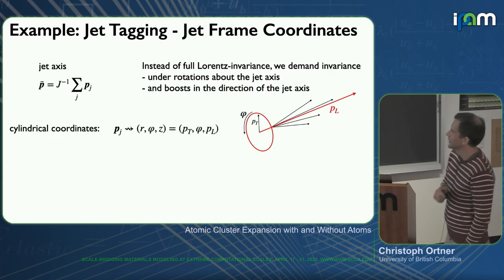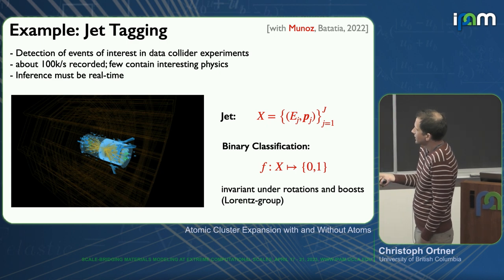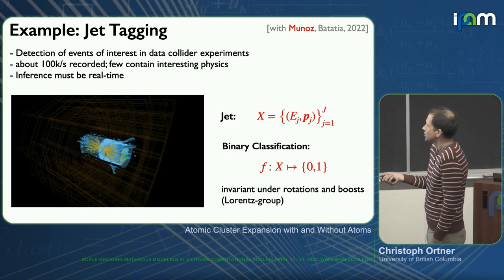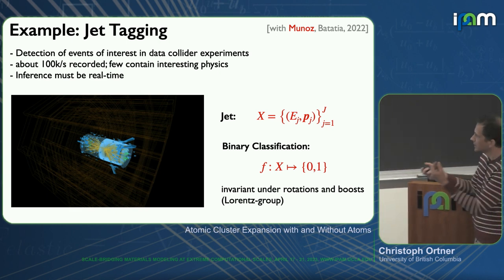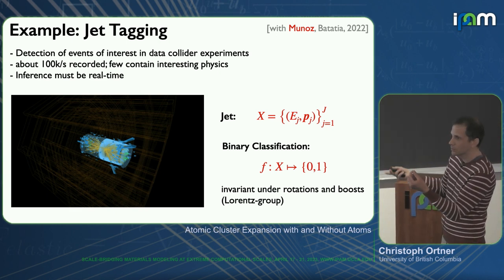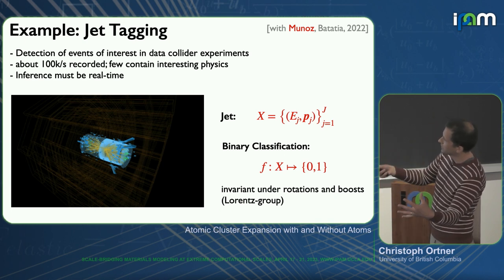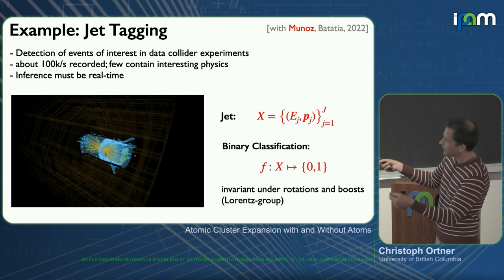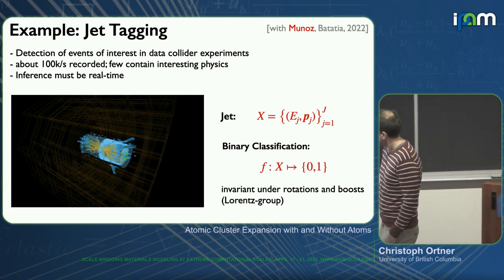And okay, what you want now is that this classifier is invariant under rotations and boosts, so under Lorentz group actions. And the reason for that is that if you don't, this is a fairly high dimensional group, you really want to, and it also transforms these jets into a frame where the classification becomes much easier.